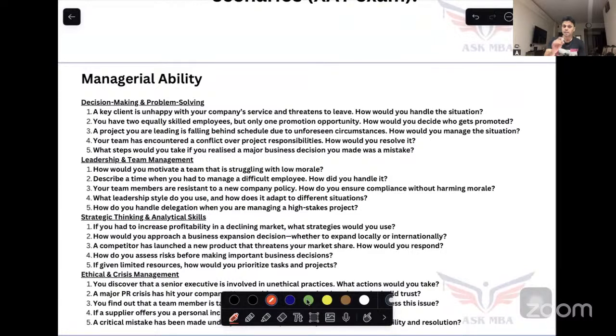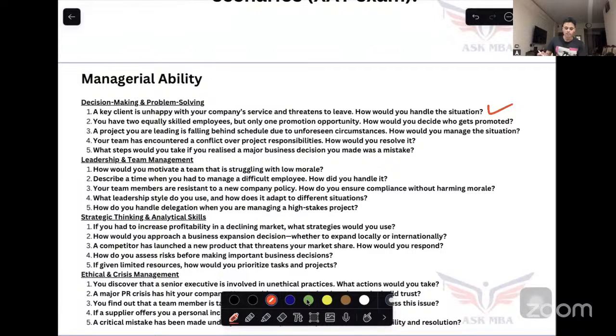So this is the first example. A key client is unhappy with your company service and threatens to leave. How would you handle the situation? Now they are going to give you certain options, and based on the options, you have to select the best possible answer. So decision making and problem solving. In the managerial ability section, you guys are going to get these kind of questions.